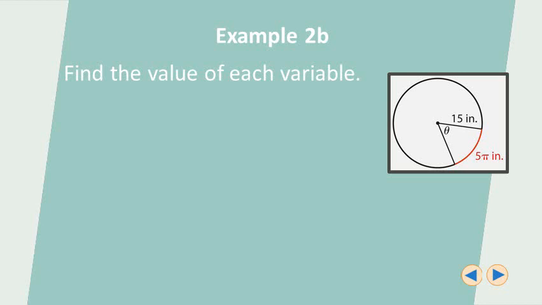All right, here we're given the arc length. That's the orange. We're given the radius so that we can find the circumference, and we need to find the arc measure, which is theta. So we set the problem up: length equals theta over 360 times the circumference. So we've got 5 pi, that's the length. We're trying to find theta, so we put that in there over 360. And then we've got 2 pi 15.